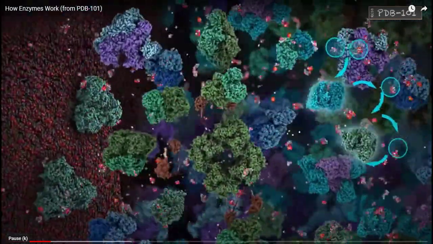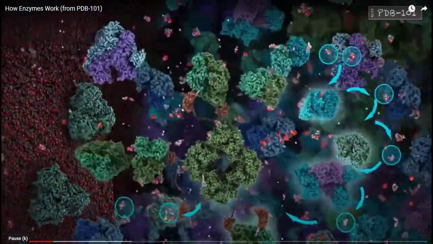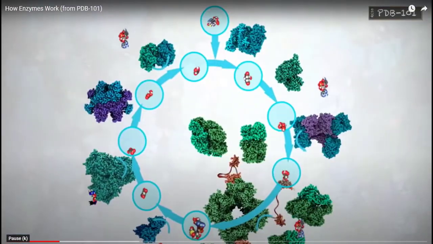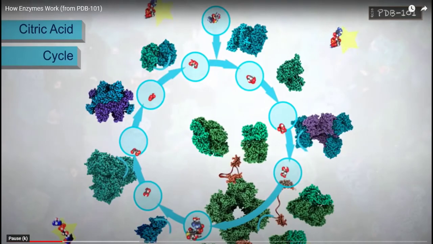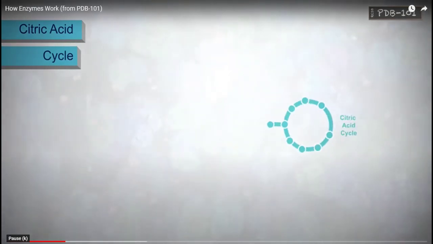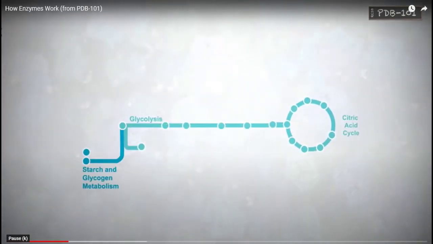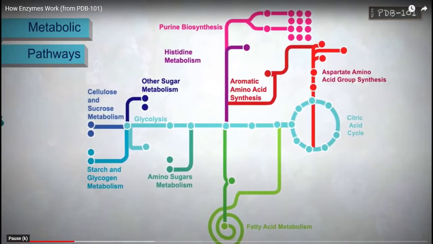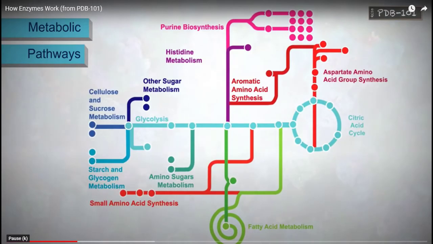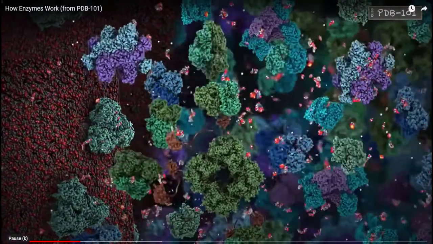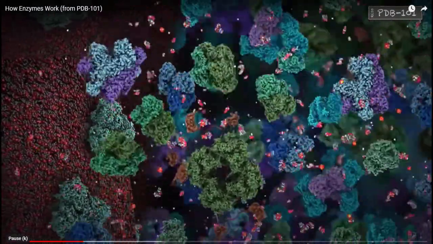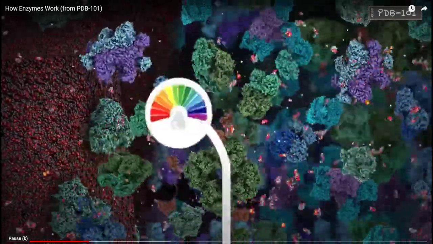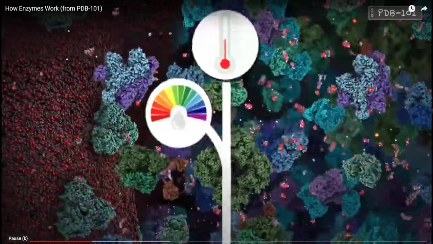These enzymes often work together to form longer pathways, such as the citric acid cycle, which is a series of chemical reactions used by cells to generate energy from carbohydrates. The essential tasks of life, such as metabolism, protein synthesis, and cell renewal and growth, are all regulated by enzymes. The life-sustaining power of enzymes lies in the fact that they catalyze reactions in mild conditions of pH, temperature, and atmospheric pressure.